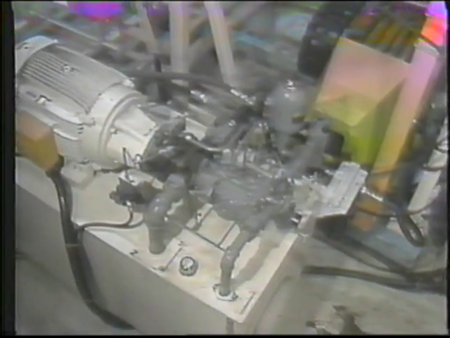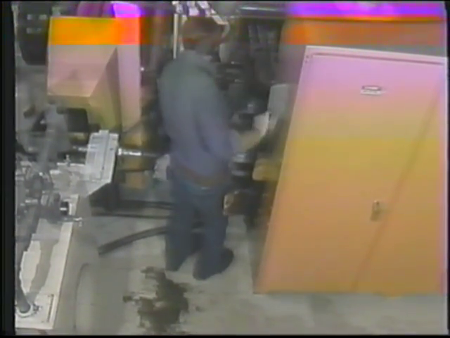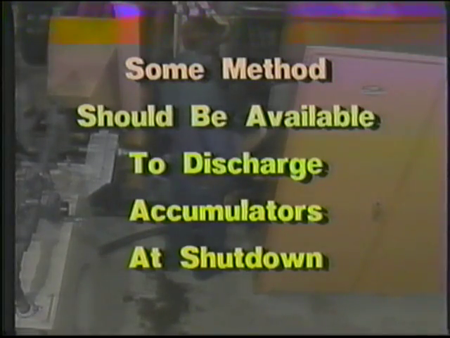One last important thing about accumulators. Since accumulators store energy in the form of pressurized liquid, there should always be some method of automatically releasing this stored energy when the system is shut down. This reduces the possibility of unexpected movement of system components during maintenance operations.